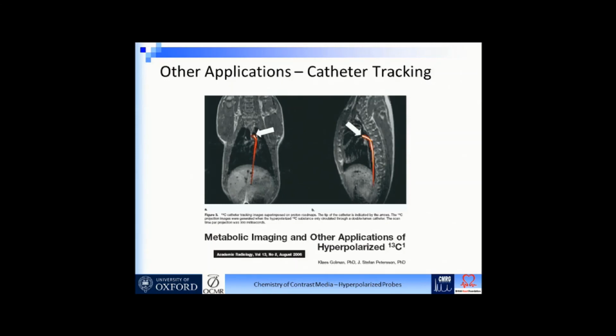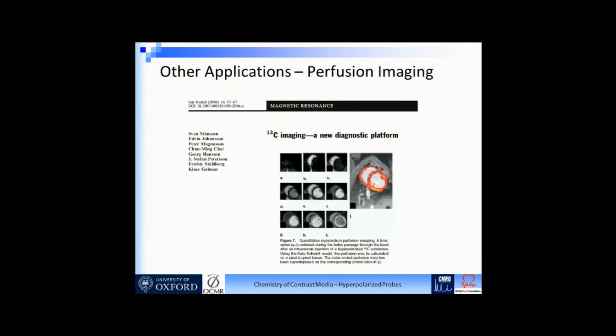From a similar line there, catheter tracking is another potential application. And direct quantitative perfusion imaging. So rather than using a contrast agent like gadolinium, where you're looking at concentration effects of the gadolinium on the protons within the blood pool, you're here looking directly at the perfusion of the tracer into the tissue, and so you can get hopefully a quantitative approach to perfusion.